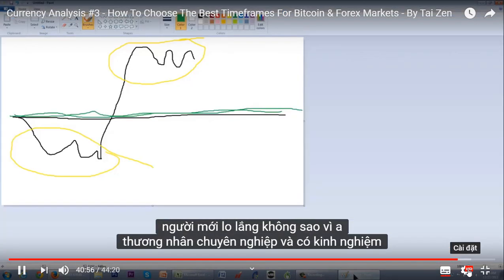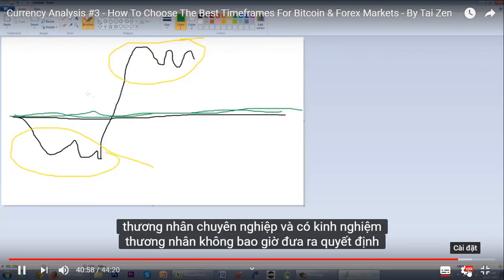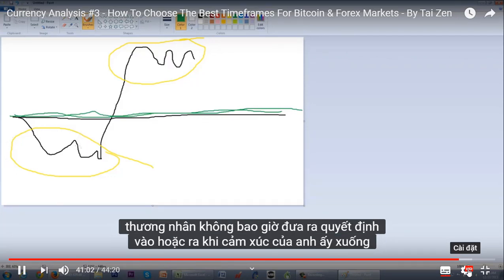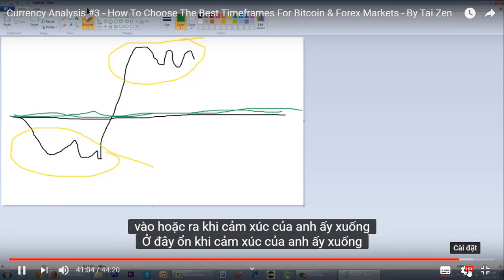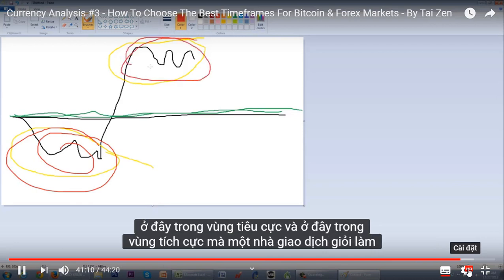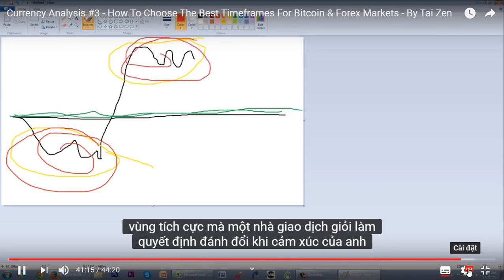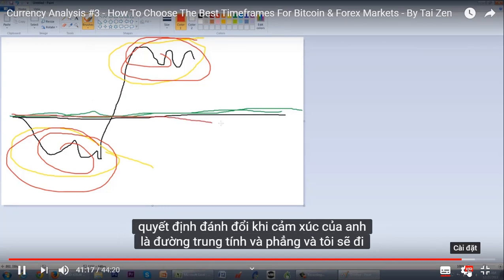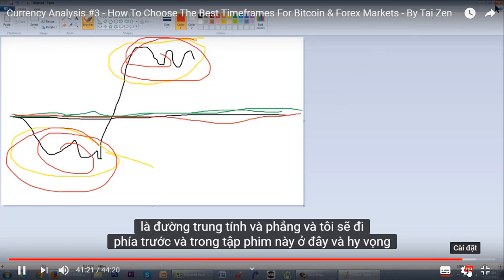Because a professional, experienced trader never ever makes a decision to get in or out when his emotions are down here, in the negative zone, or up here in the positive zone. A good trader makes the decision to trade when his emotions are neutral and flatline. And I will go ahead and end this episode here.